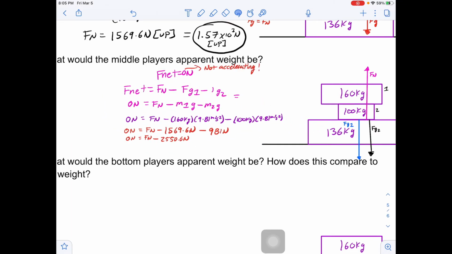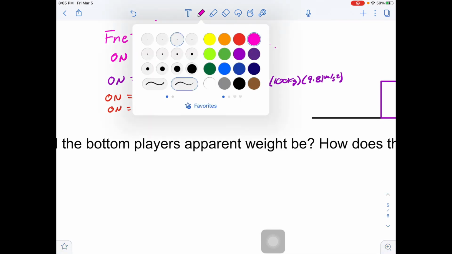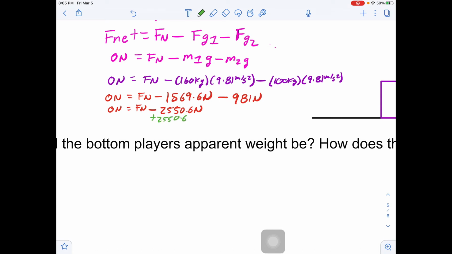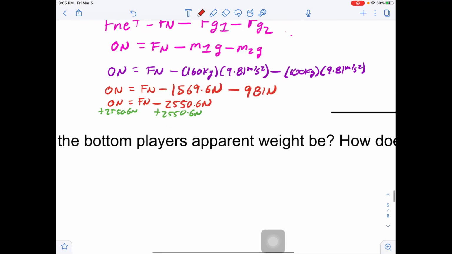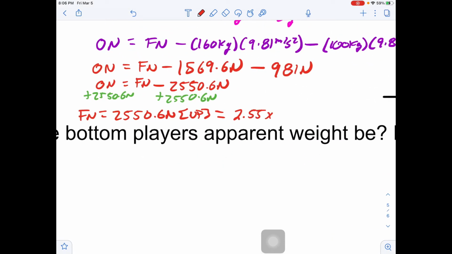Okay, so we'll bring it over here. Good. And this should say the force. There we go. Force of gravity 2. So now I can add both sides to this number. So add 2,550.6 newtons. And we will see that the normal force is 2,550.6 newtons, and that's going to be going up, of course. And we can round it to 3 sig digs. So 2.55 times 10 to the 3 newtons up.